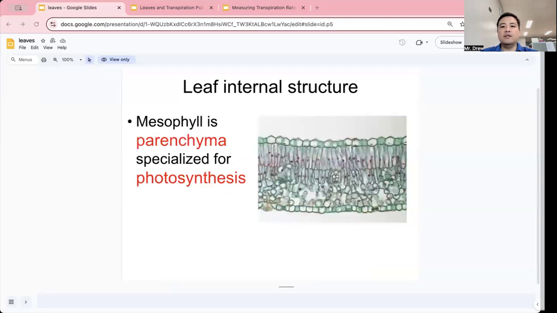Next, the mesophyll. Mesophyll consists of parenchyma cells specialized for photosynthesis. Palisade mesophyll, rich in chloroplast, absorbs sunlight. Spongy mesophyll contains air spaces for gas exchange. So why is this important? The mesophyll layers allow the leaf to perform photosynthesis efficiently while ensuring gas exchange occurs smoothly.